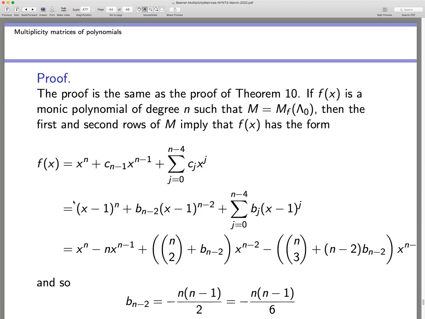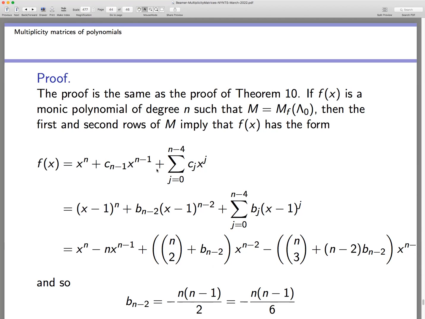That's the coefficient, that's the power of x to the n. The only power of x to the n minus 1 is minus n x to the n minus 1. For n minus 2, I get n choose 2 x to the n minus 2, and b_{n-2} x to the n minus 2. For the coefficient of x to the n minus 3, I get minus n choose 3, and minus b_{n-2}. So you see here, in this expansion, I have x to the n minus 2 with this coefficient, and x to the n minus 3 with this coefficient.